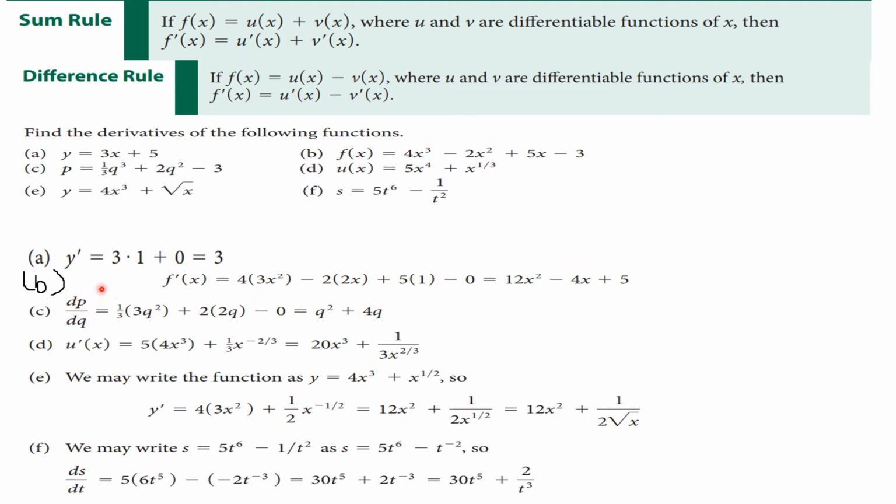Similarly, you can find the derivative of this function. So here the number c, which is 1 by 3 q to the power 3 plus 2q square minus 3. First, the derivative of 1 by 3 q to the power 3 is 1 by 3 times the derivative of q to the power 3, which is 3q square. Then plus 2 times the derivative of q square, which is 2q. Then minus the derivative of 3, which is 0. So at last we get q square plus 4q. Similarly, we can find the derivative of this function.